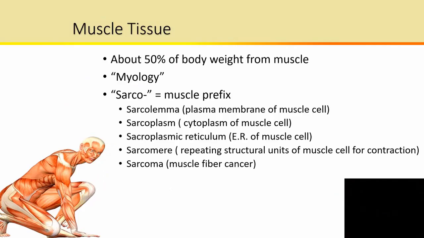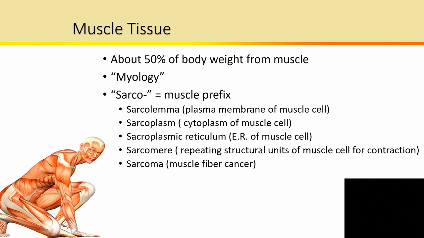Well, first of all, muscle tissue comprises a large part of my body mass and my body weight. About 50% of my body weight is just from muscle itself, okay? So it's a significant part of our anatomy. The word myology basically has to do with the study of muscles. Sarco is just a muscle prefix, as if you had medical terminology. It means muscle or skeletal muscle.